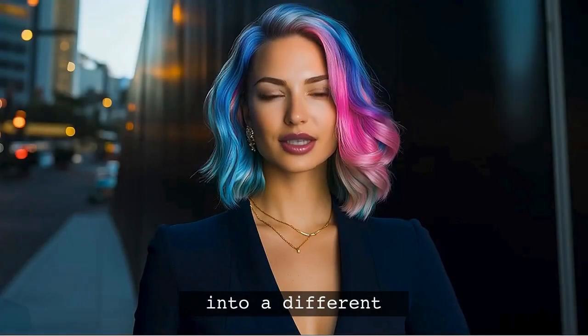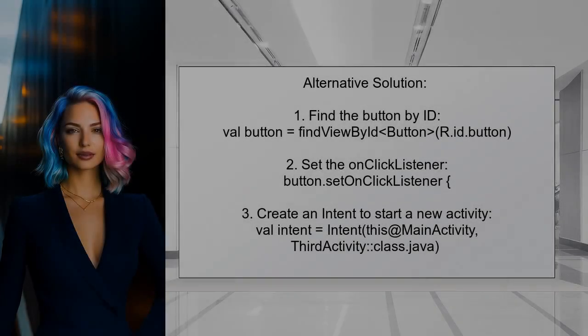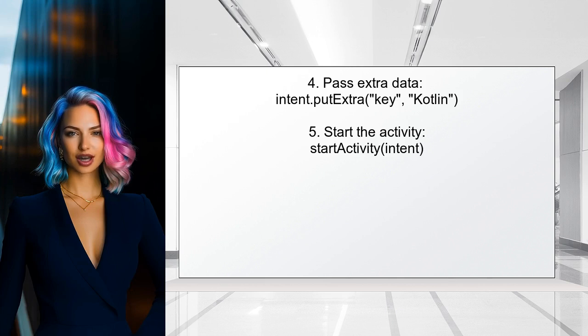Now, let's dive into a different answer from another user. This user provides an alternative approach to setting an on-click listener in Kotlin. They suggest first finding the button by its ID, then using the setOnClickListener method. Inside the listener, they create an intent to start a new activity and pass an extra value.